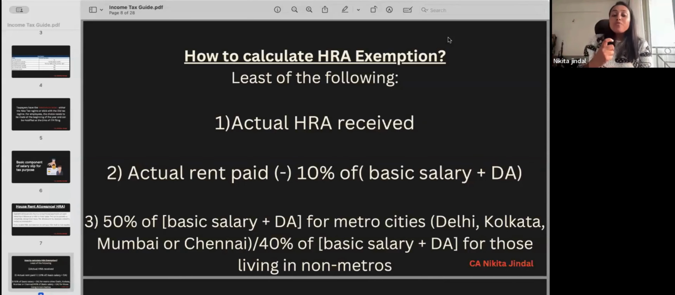And the third case is you have to do 50% of basic salary if you are living in metro cities, or 40% of basic salary if you are living in non-metro cities. I'm assuming that you are living in a metro city. So 50% of basic salary, I assume basic salary is 2 lakh, so 50% of 2 lakh is 1 lakh. So here the first is 3 lakh, the second is 2,20,000 and the third is 1 lakh. So least of the three. So basically I can claim an exemption of 1 lakh rupees. I believe you are clear with how this HRA exemption works and how you can take the best advantage of it.